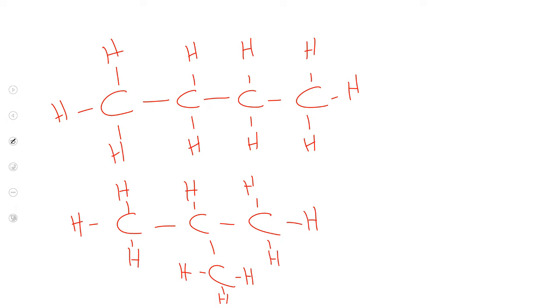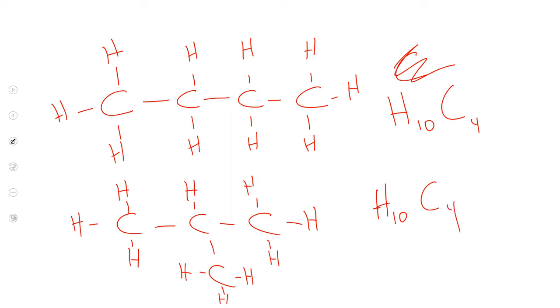What's the molecular formula for the top one? How many carbons? Or sorry, I'm not going to write it like an organic chemist. How many hydrogens? 10. And four carbons, right? What about down here? How many hydrogens? Also 10. And how many carbons? Also four. So even just the molecular formula itself is not enough on its own to tell these two molecules apart. And these are two separate molecules. This is called methylpropane and this is called butane. And they behave differently. Butane has a different melting point and a different vaporization point than methylpropane, right?